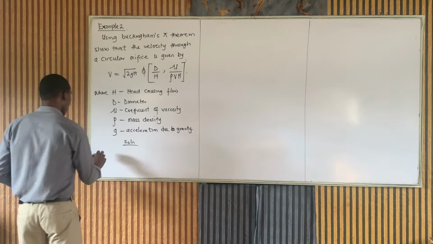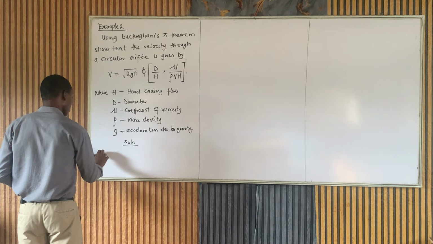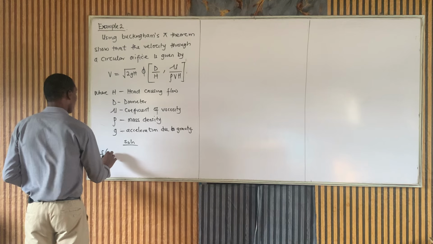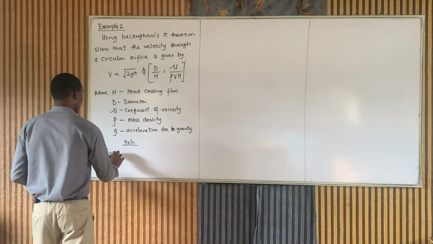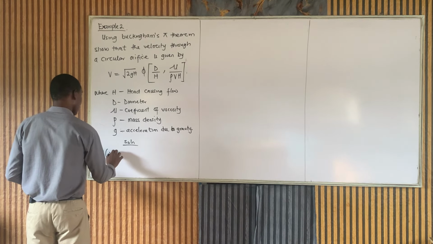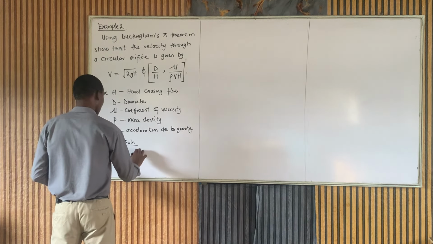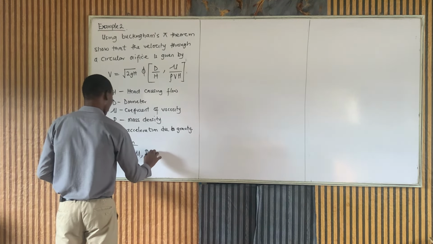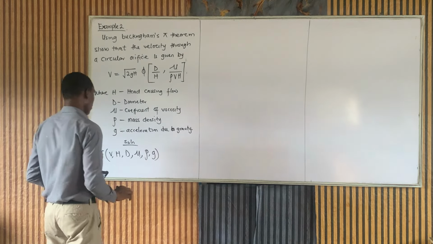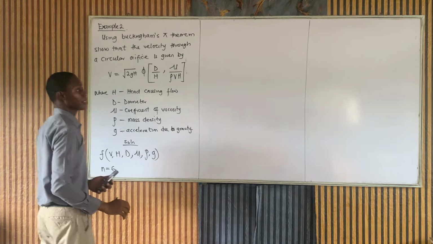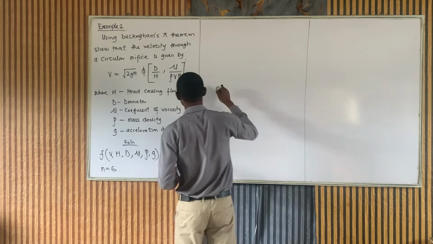We can tell here that for this question, we have that v is a function of the head, the diameter, the viscosity, the density, and the gravity. So basically, there are 6 physical quantities here. Let's put out the dimensions for these quantities now.